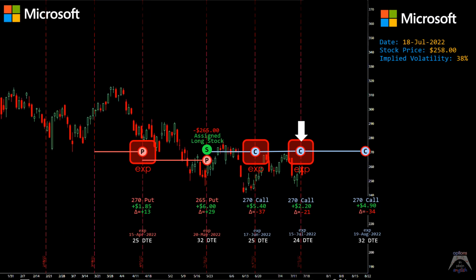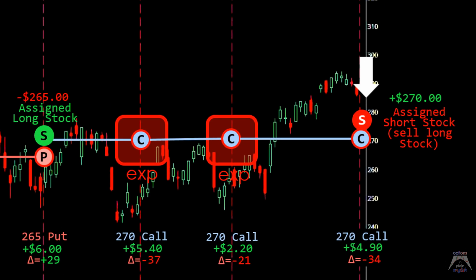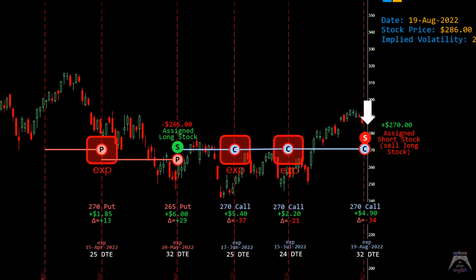This re-establishes our 270 covered call position now for August, which we hold until expiration, where we see that Microsoft is now trading at $286, so our short call expires in the money this time. This means that we are assigned on our short call, so our stock gets called away, to be sold at $270, which was our short call strike price.